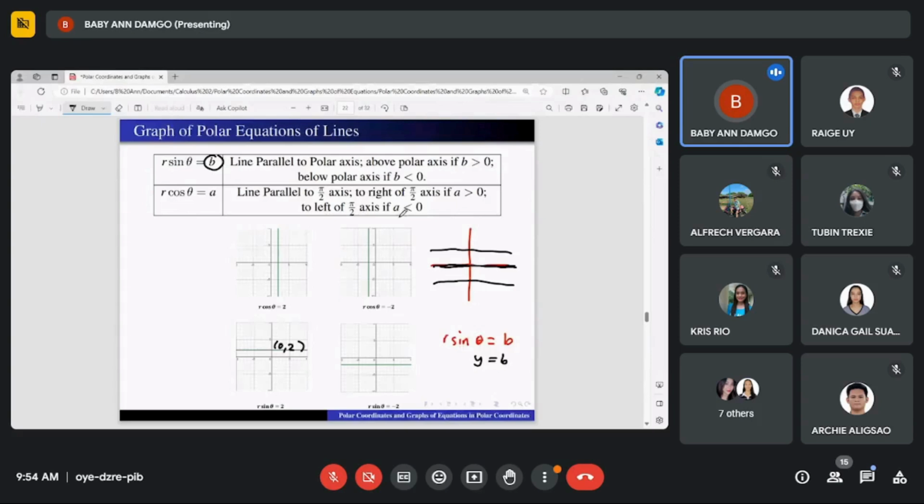Okay? Question? Okay, let us practice. So, we have r cosine theta is equal to negative 3. Okay? I think 1 minute is enough. So, send your result to the group chat. Okay, so start now. Sketch the graph of r cosine theta is equal to negative 3.